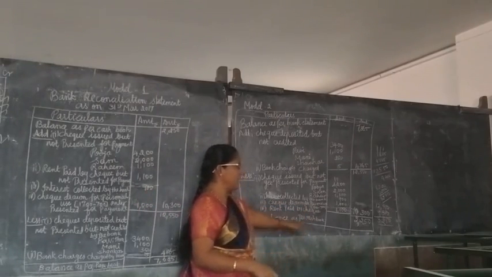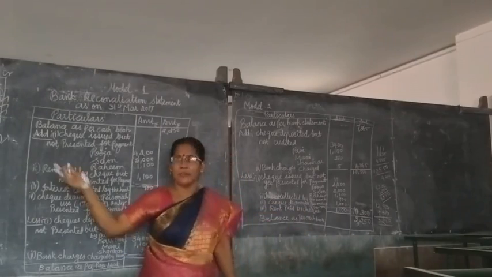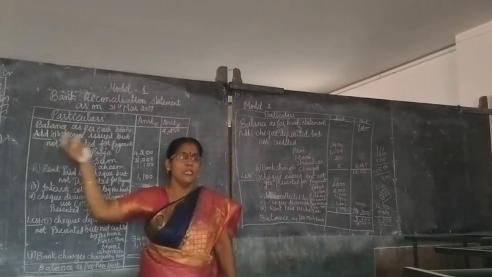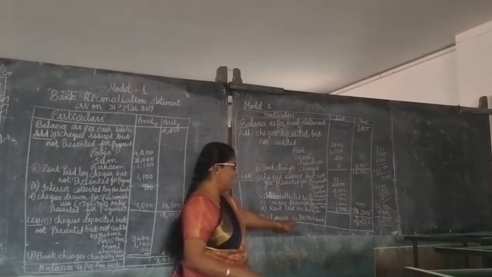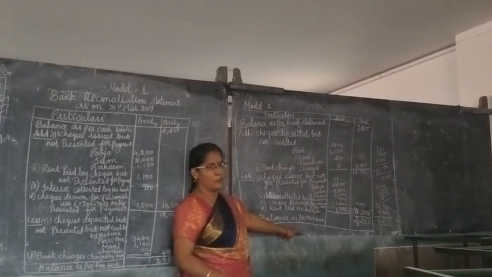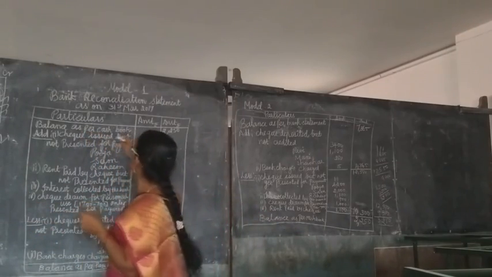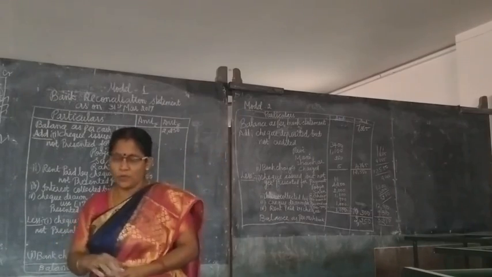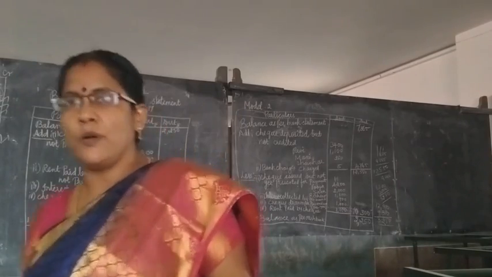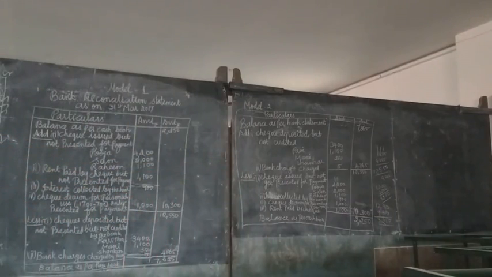So rent paid by check. Whatever transactions are happening in the cash book, immediately we reduce the balance, and thus we derive the cash book balance. Are you clear? This is the next model. This is model 1 and this is model 2. So copy down this. Next let us move on to the rectification of errors chapter, which is very interesting.